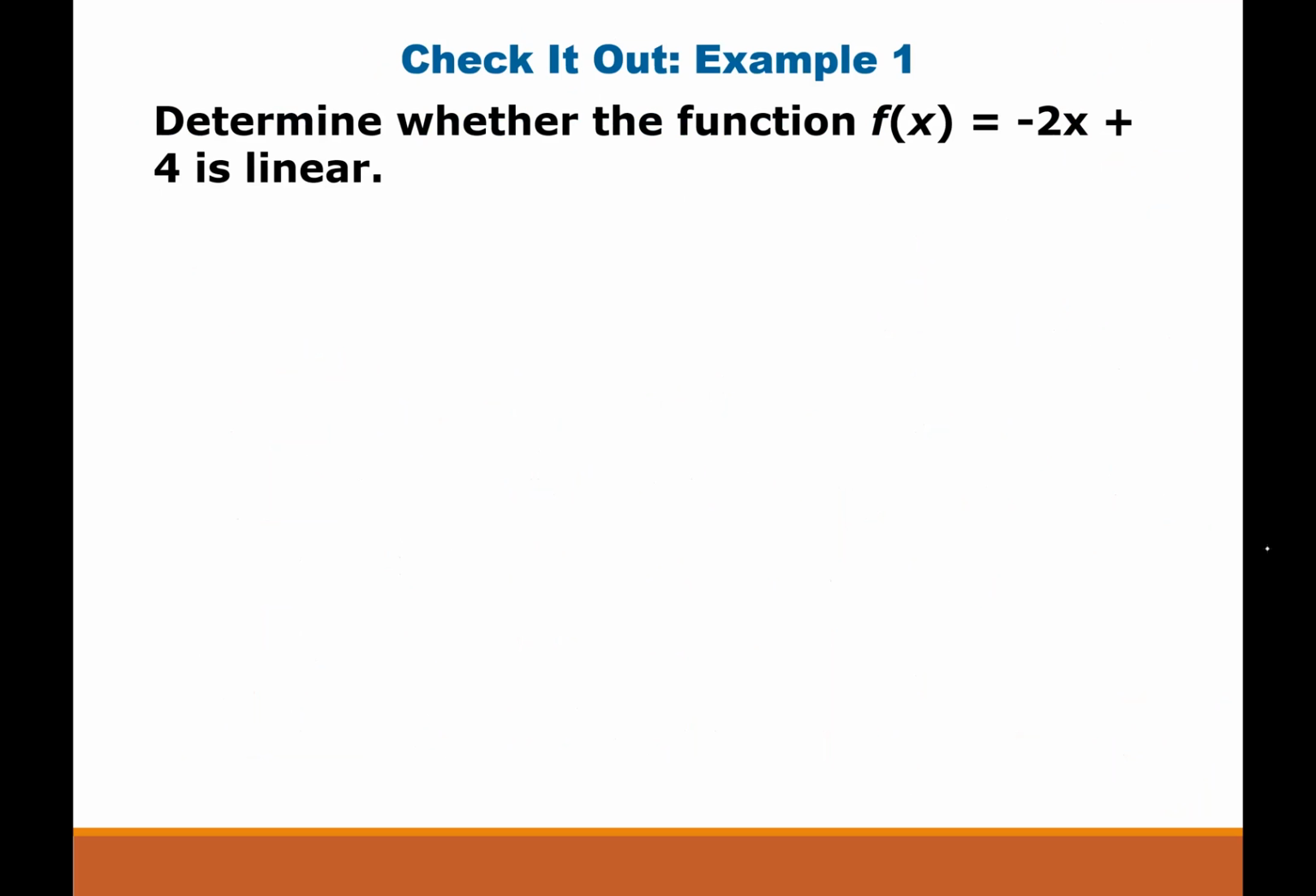Now, determine whether the function f of x equals -2x plus 4 is linear. In order to determine whether it's linear, first of all, the power of x must be 1. That satisfies. We can also identify the slope is -2 and the y-intercept is 4. Now we know that it must be a linear function. So this is a linear function.